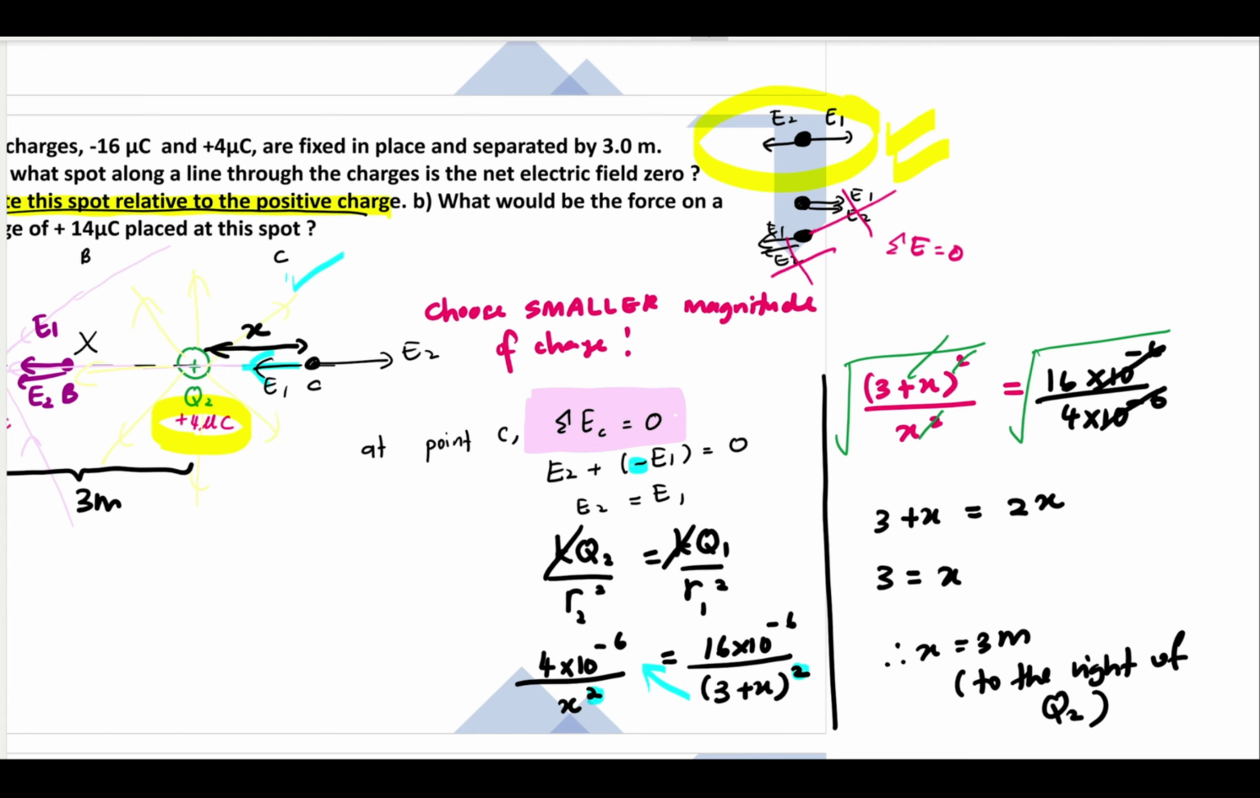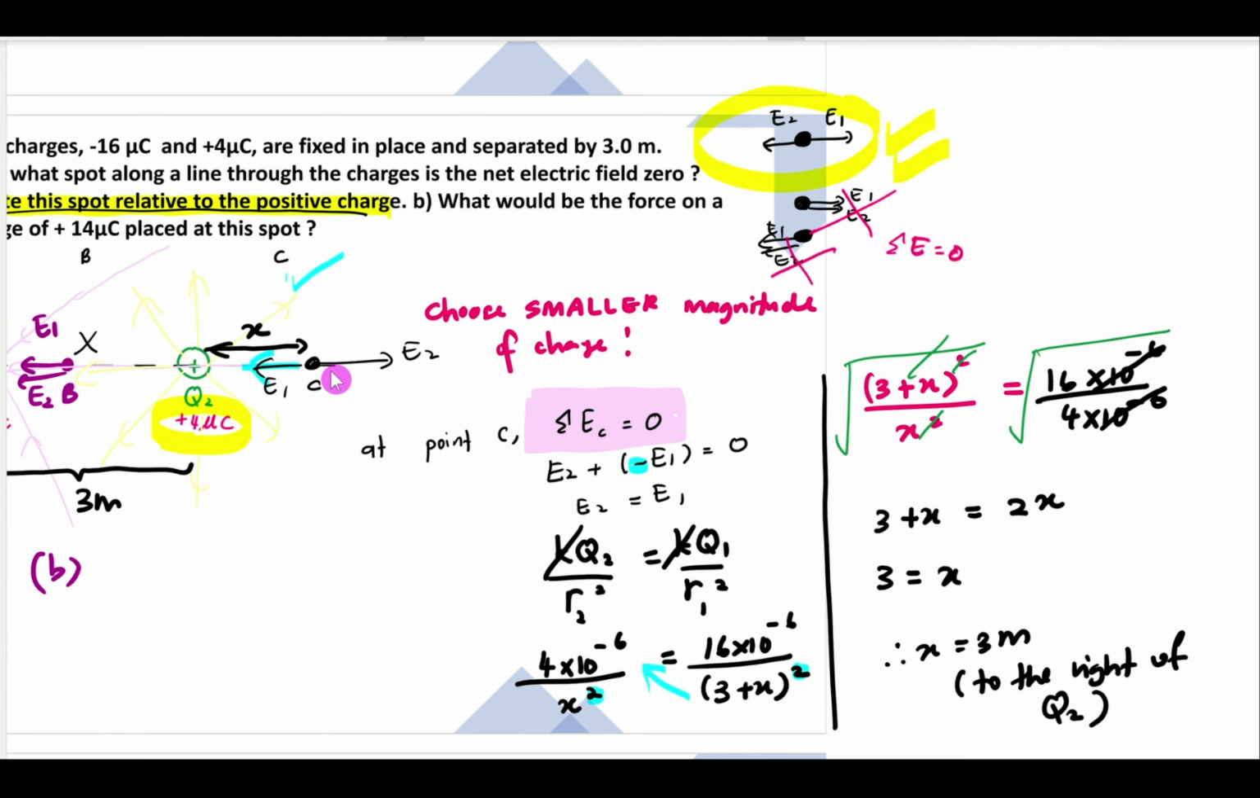Okay. So, kalau kita ada satu charge, kan? Kita ada satu charge and then kita letakkan dekat situ. So, at this point, at point C, kita dah tahu the net electric field at this point is equal to 0. And then kita ada test charge, okay, 14 microcoulomb, kita letak dekat point C. Berapa dia punya force on that point?